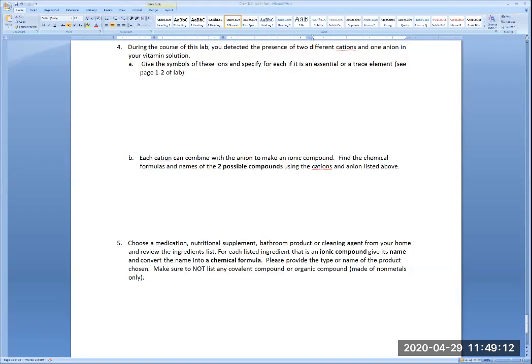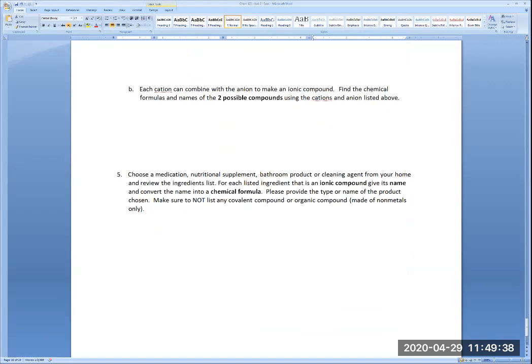Then question 4b, you want to make compounds with those 2 cations and 1 anion that have been detected. And because 2 cations can combine each with the anion, that means you can make 2 compounds. So I want you to find the formulas for those 2 compounds and give their names.